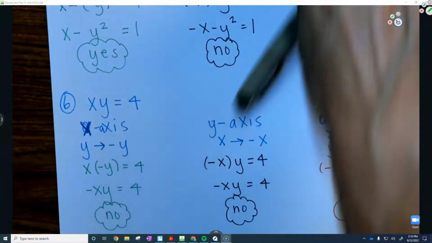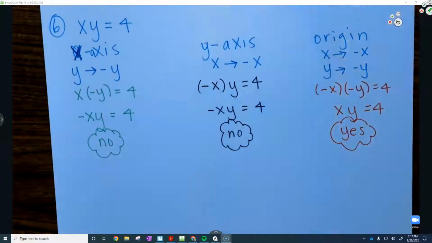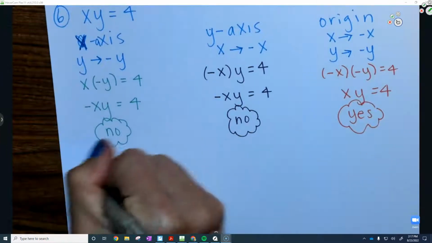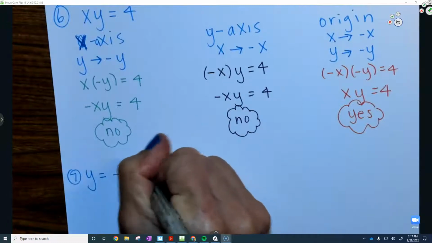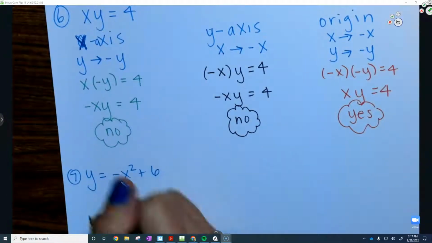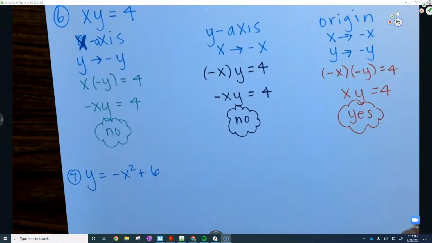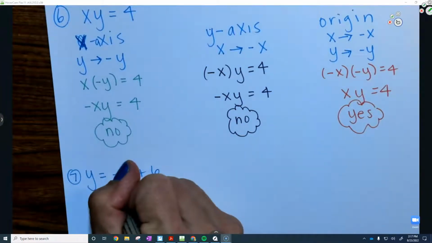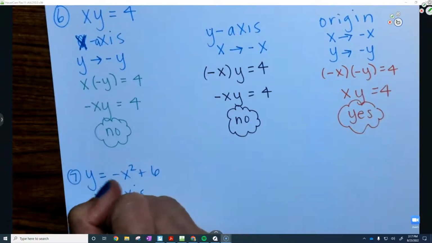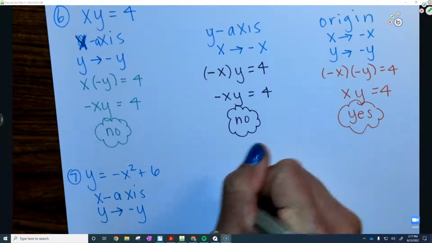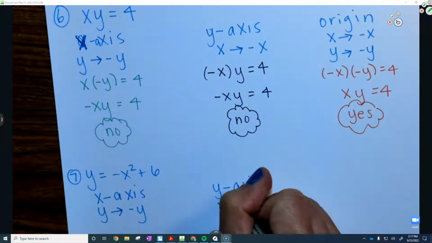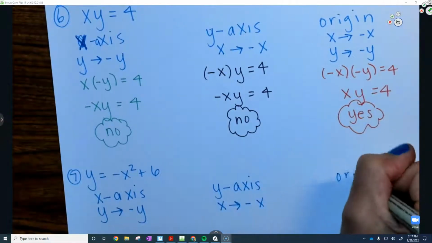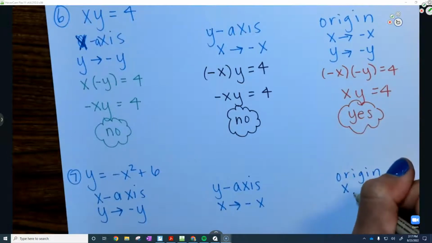All right, let's take a look at number 7. So for number 7, we have a parabola. So y is going to equal negative x squared plus 6. I need to hear you guys because you won't get a cheat sheet tomorrow. What do you change to see if it's symmetric around the x-axis? There we go. What do you change for the y-axis? Yes, indeed. And then the origin is a one-two punch because you change both of them.